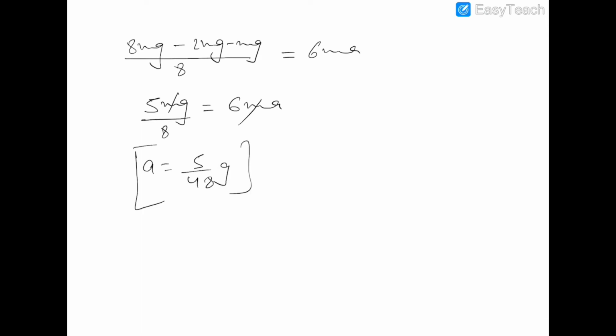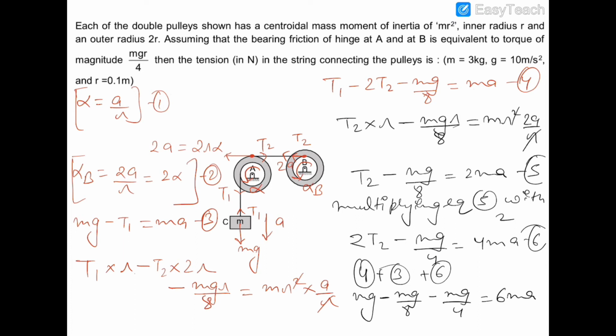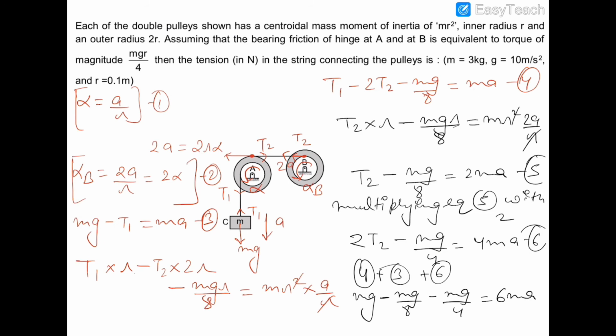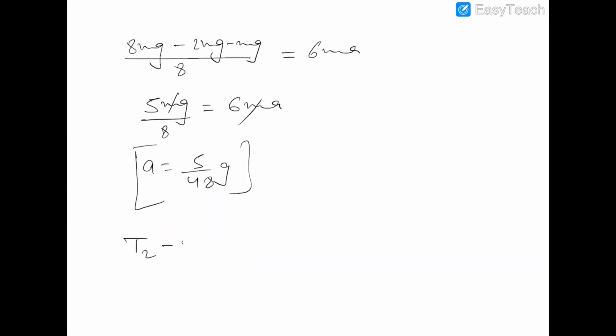Now we have to find out the tension in this string. So T2 can be calculated by equation number 5. Equation 5 says that T2 minus mg by 8 is equal to 2ma. So T2 minus mg by 8 is equal to 2m into a, where a is 5g by 48.